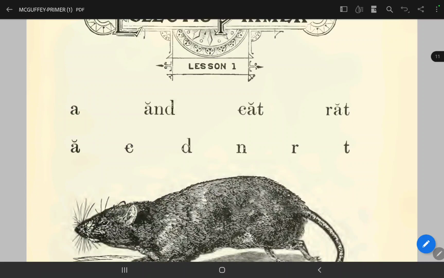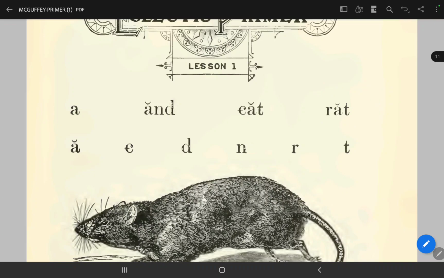The next sight word is the word and. A-N-D. And. The third sight word is cat. C-A-T. Cat. And the last sight word for this lesson is rat. R-A-T. Rat.